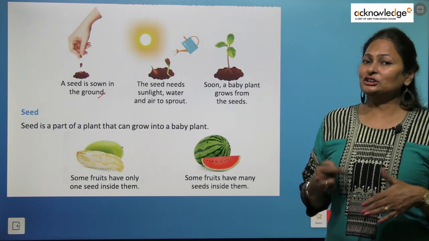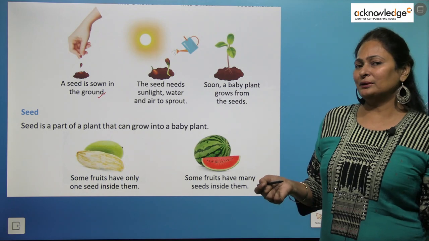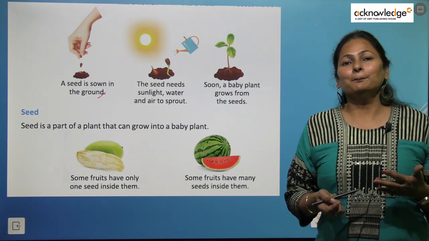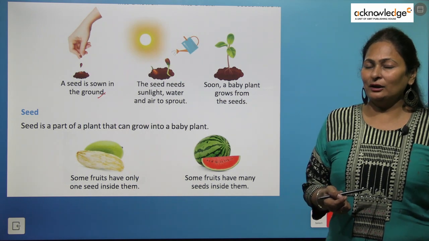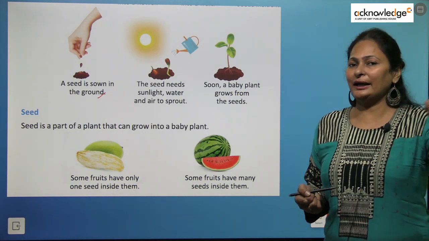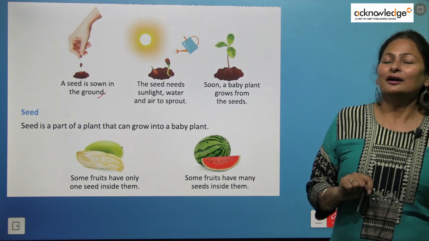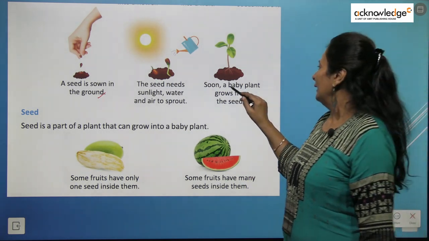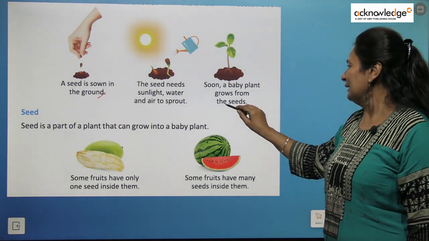And this oxygen is being used by humans, animals, birds, insects for the breathing purpose. And we exhale carbon dioxide and this carbon dioxide is being used by plants to prepare the food. Yes. And soon a baby plant grows from the seed.